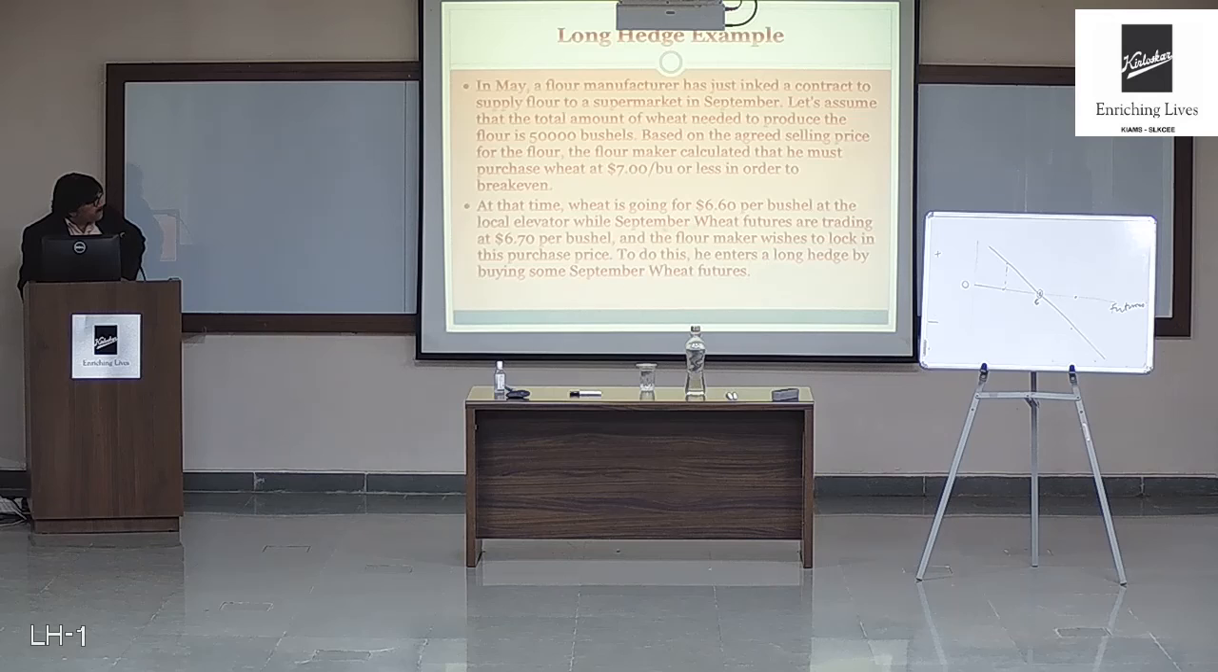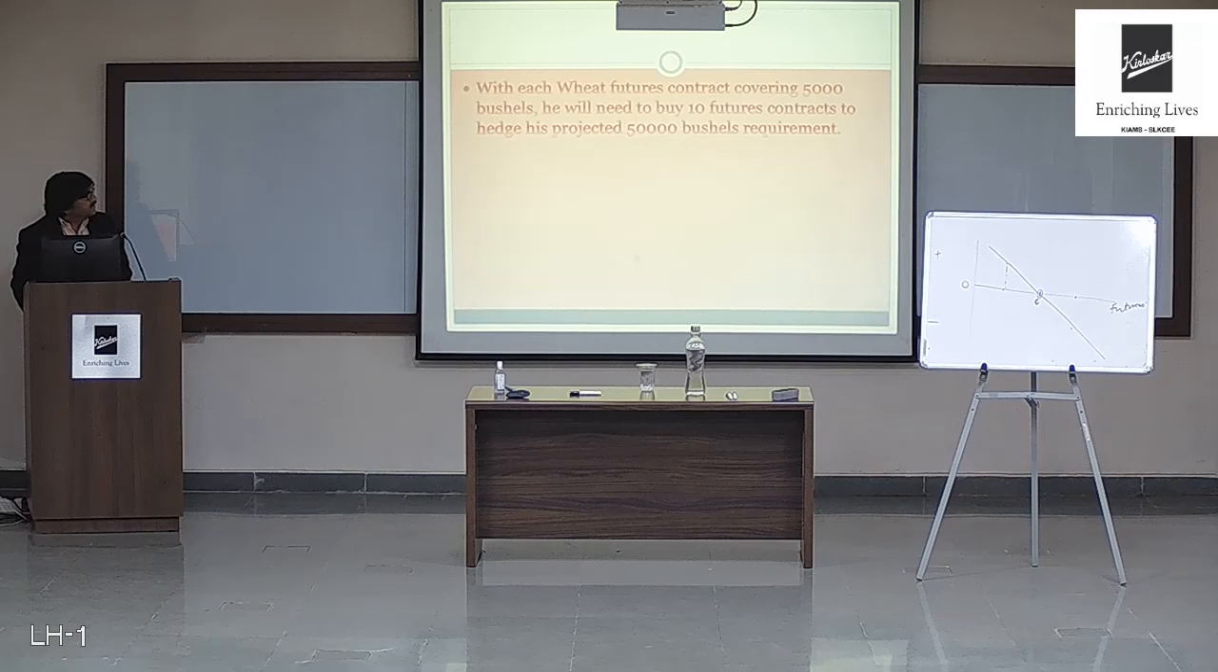The wheat futures for September are trading at 6.7 per bushel, and therefore the flour maker wishes to lock in this purchase price of 6.7. So if you sign a contract today, what may happen to the spot market, 6.62, whatever, it doesn't matter to the person who is signing this contract. What matters is how much the futures contract price is changing, and then accordingly he signs this contract and wishes to lock in this price.